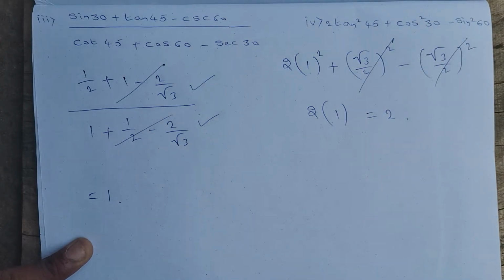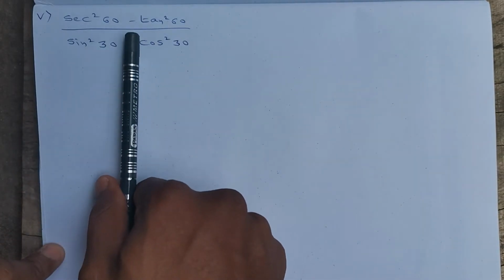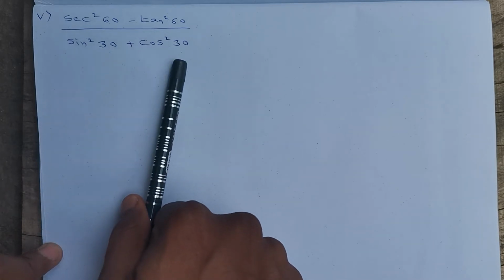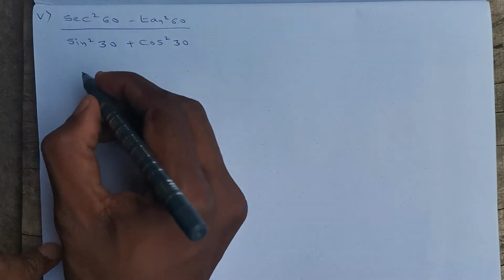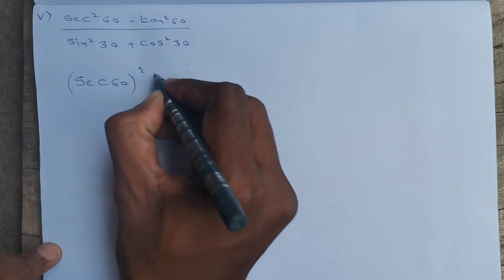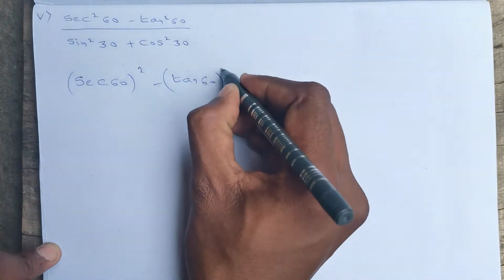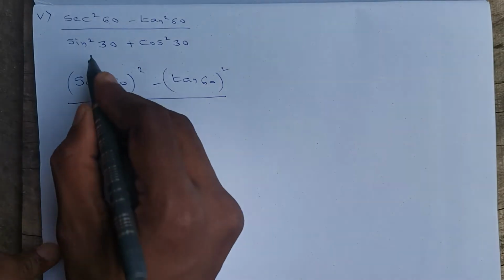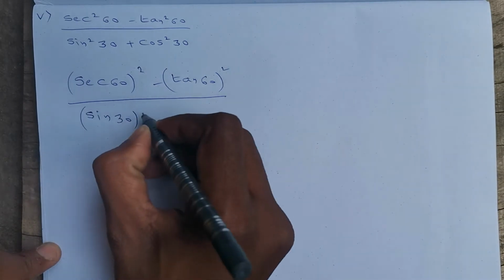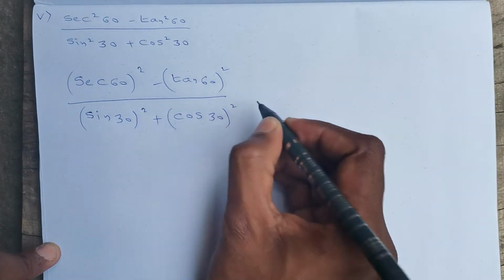Let's move to next question. Secant square 60 minus tan square 60, whole divided by sin square 30 plus cos square 30. Here secant square 60 is nothing but secant 60 whole square, minus tan square 60 is nothing but tan 60 whole square, whole divided by sin square 30 is nothing but sin 30 whole square, plus cos square 30 is nothing but cos 30 whole square.